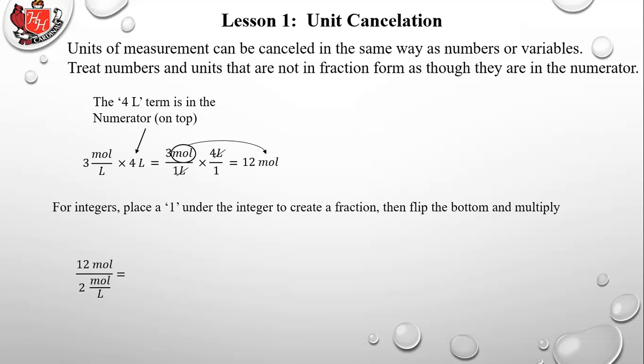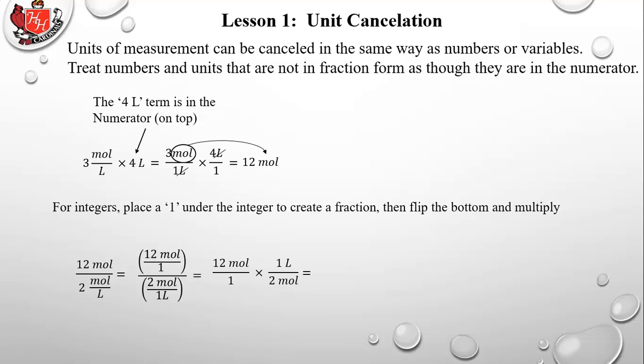So this one looks a little tricky. But again, what you can do is put a 1 underneath the 12 there and a 1 underneath the 2. So now you have them both looking like fractions. The one on the top is simply moles on the top and nothing on the bottom. The one on the bottom, though, has 2 different levels to it already. It had moles over liter, so 2 moles over 1 liter. Okay, now you can flip the bottom, and there it is.